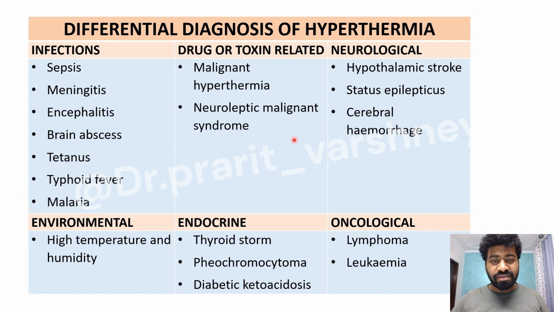Drug or toxin related causes, such as malignant hyperthermia and neuroleptic malignant syndrome. There will be a history of drug intake. Neurological causes such as hypothalamic stroke and cerebral hemorrhages can be picked up on NCCT head. Status epilepticus: when you bring down the temperature of the patient, the seizures do not stop, we will label the patient as status epilepticus. And endocrine causes such as thyroid storm, pheochromocytoma, and diabetic ketoacidosis can also present in a hyperthermia state, but there might be a history of thyroid illness or diabetes. Oncological cases such as lymphoma and leukemia can also present as hyperthermia.